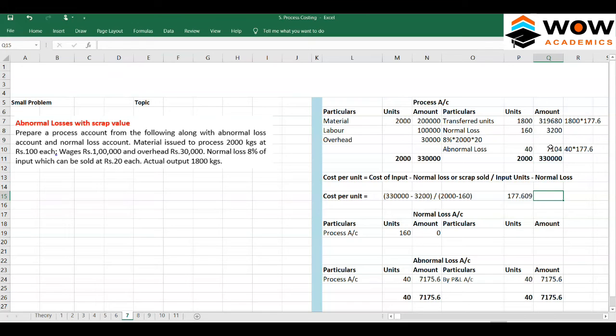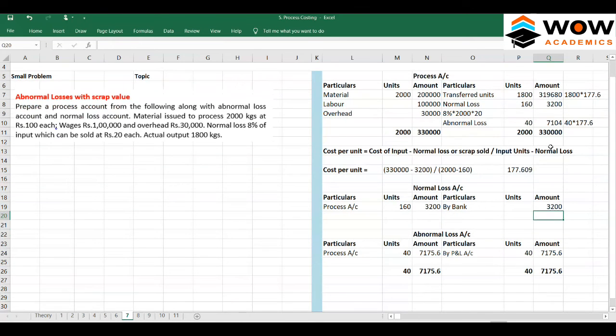So now we have a normal loss account. We are selling 160 units of an item at a normal loss price of 3,200. See here, this would go to the bank. So to bank we'll transfer 3,200.